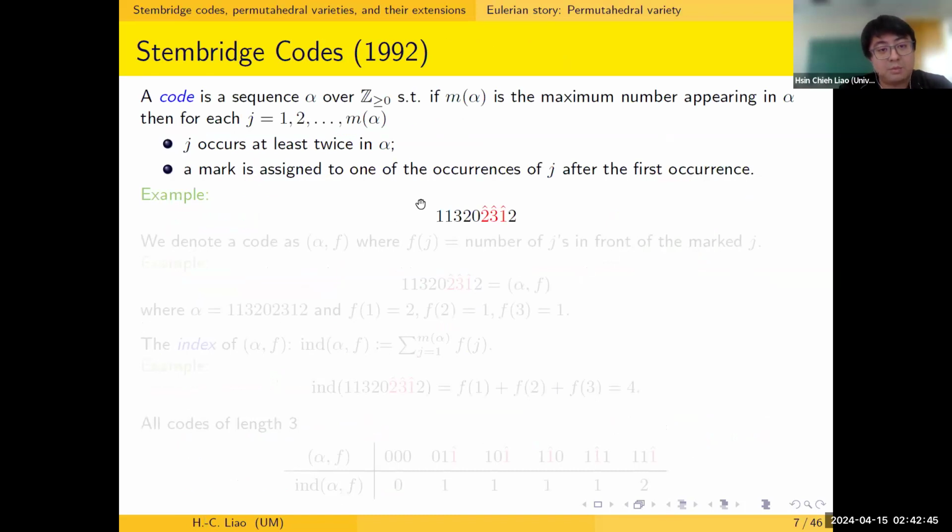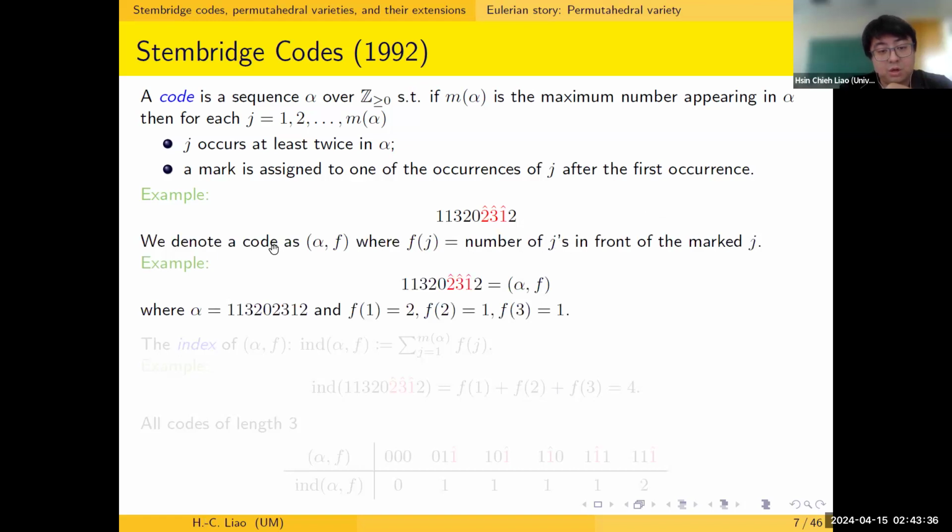On the other hand, Stembridge, in 1992, defined a combinatorial object called a code. This is just a sequence alpha over non-negative integers such that, if m(alpha) is the maximum number appearing in the sequence alpha, then each number between 1 and m(alpha) occurs at least twice in the sequence, and there is a mark assigned to one of the occurrences of this number after its first occurrence. This is an example of a code. You have a sequence, and m(alpha) here is just 3 because it's the largest number. You can see that 1, 2, 3 each have at least two occurrences in the sequence, and we have this mark assigned to each of the 1, 2, 3 that satisfies the condition.